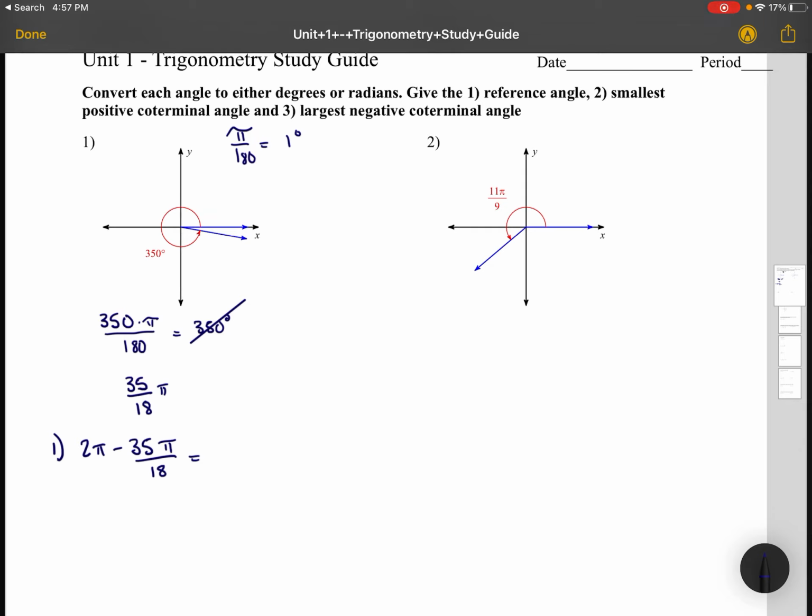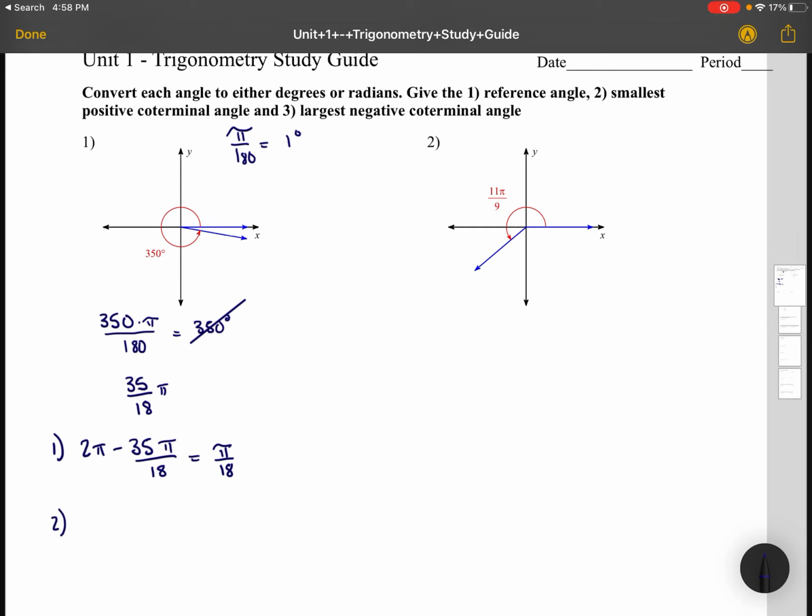So we get 2 pi minus 35 pi over 18, and that is going to be the same as 36 pi divided by 18 minus 35 pi over 18. So we get pi over 18 as the reference angle. Now that's 10 degrees if we look at it in degrees. So that's our reference angle.